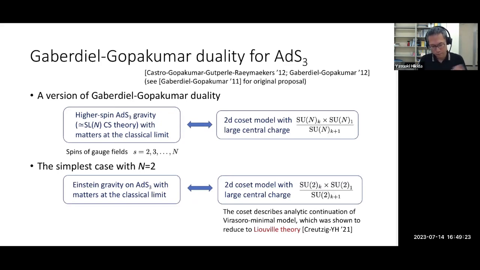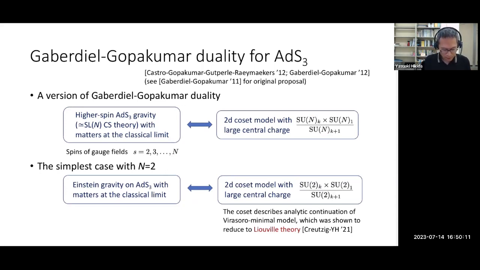So there's no truncation on spin. For dimensions higher than 4, it is not possible to truncate the higher spin fields. But in 3 dimensions, it is possible to truncate the spin, and this is the version we consider here. And this spin N is related to this N appearing here. And if k is a positive integer, then this is the so-called W_N minimal model. But now we will take some strange value of k, and this is the main feature of this duality.